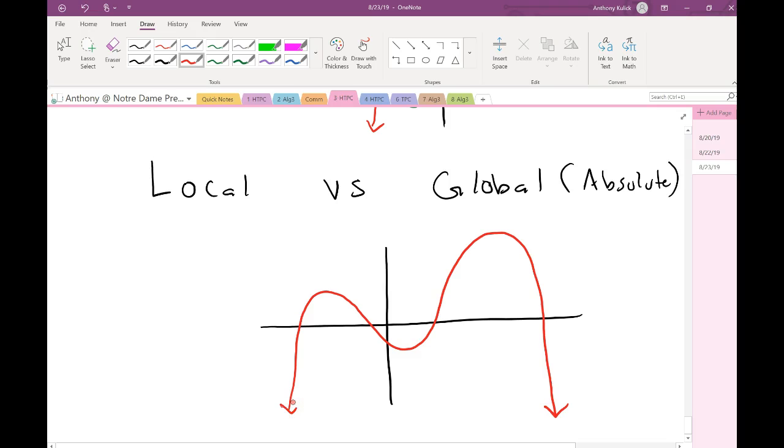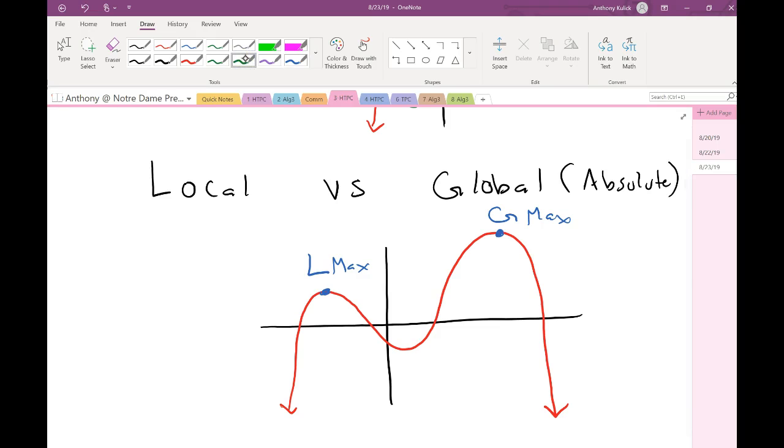So this function has two maxima. Everybody agree with that? We have this here, that's a local. This one here, that's a global. We'll write max after that. Everybody agree with that? Now let's look at the minima.